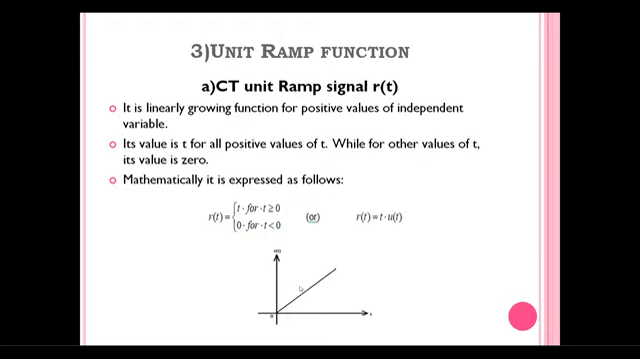At time t equal to 10, the signal has amplitude 10. So this type of signal is called a ramp signal. Okay, the shape is like a ramp. That's why the name is called a ramp signal. But how to define this ramp signal?